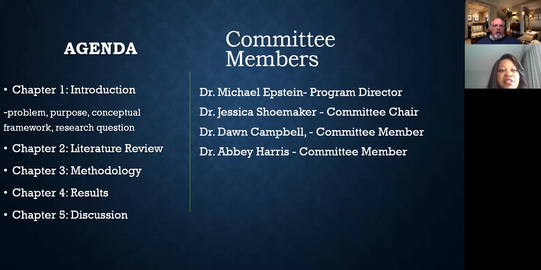So now let's go into the agenda. We're going to go over the problem, the purpose of the study, the conceptual framework, as well as the research questions that drove this study. We'll then go into the literature review and talk about what the research says, as well as the methodology that was used, the results, and then finally the discussion.